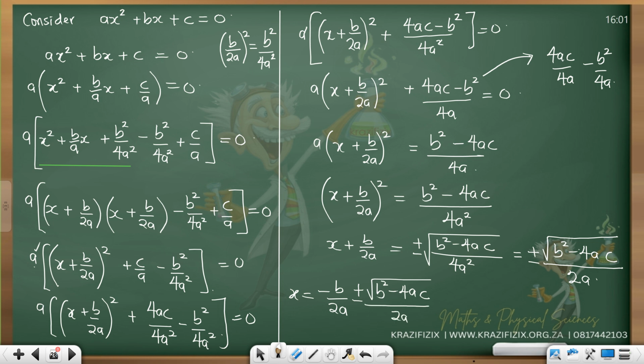My good learners, check. This can then finally be written as, since my denominators are the same, I'm just going to pick minus b plus or minus the square root of b squared minus 4ac over 2a, the formula. This is the third way of getting it.